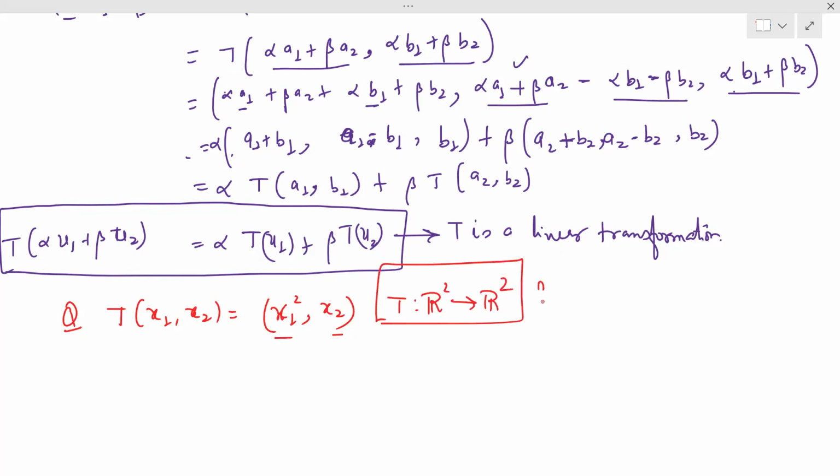Now try to find whether this is a linear transformation. I'm giving you a minute. Try to find whether the T is a linear transformation or not.